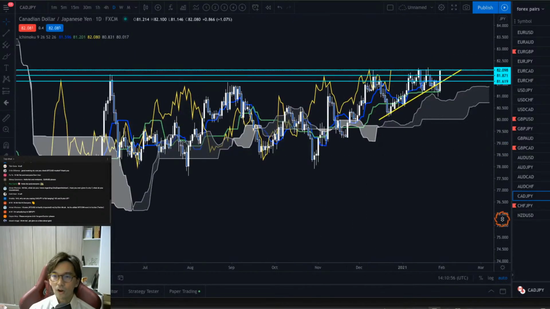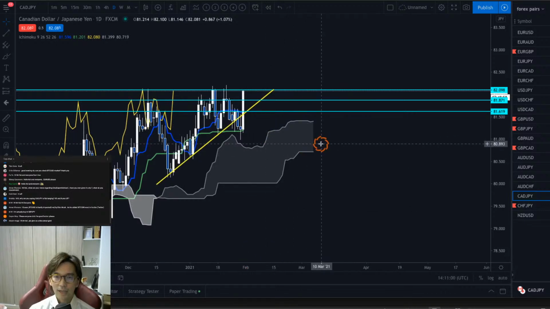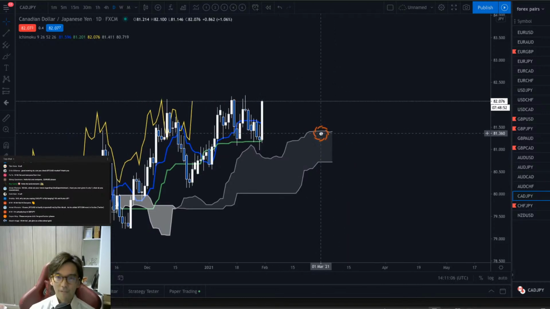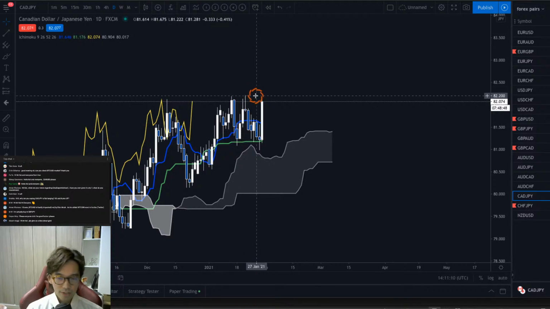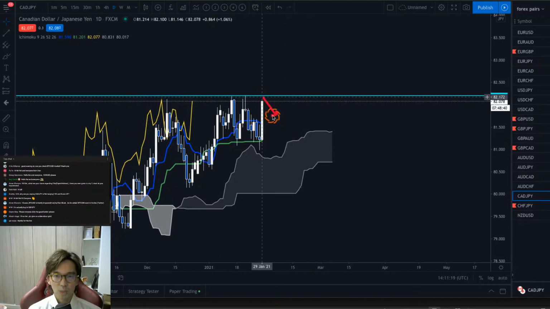Alright, so once again, this is the daily chart. The daily chart overall is flat because the Kumo is flat, and this Kijun-sen is gradually moving up, but the Kumo overall is still flat. So in this case, although the market may reach the previous high at this 82 level, 82.2 level, there is a chance the market goes backwards this way because of this flat Kumo and also the flat Kijun-sen.